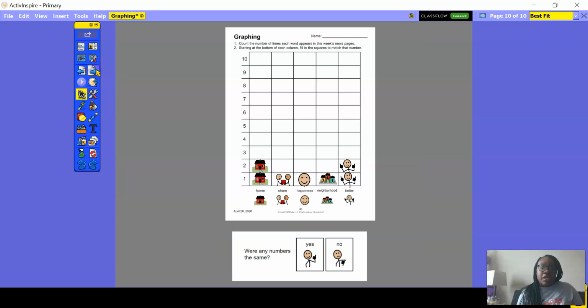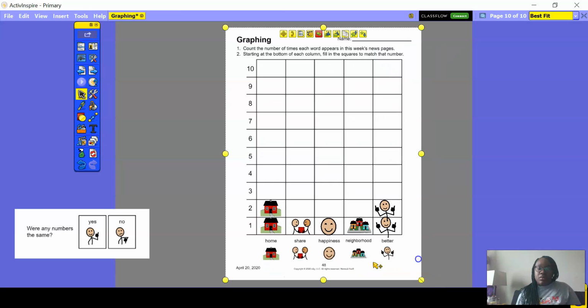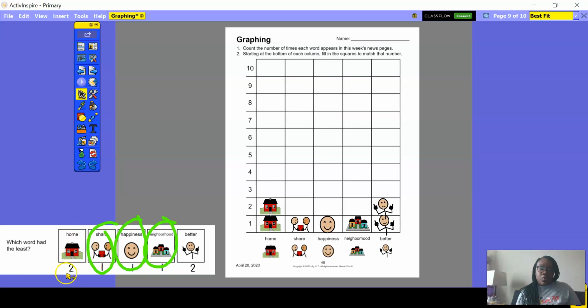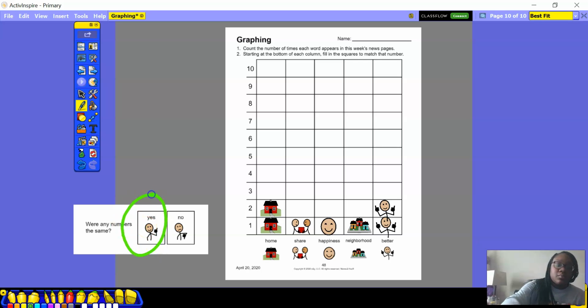All right, question number 3. So I'm just going to move this over, make this bigger. All right, so our question says, were any numbers the same? Yes or no? So if we go back to this page, we knew that home and better had 2, and then share, happiness, and neighborhood had 1. So are these the same? Yes. And are these the same as well? Yes. And this is yes in sign language. So we're going to circle yes. Awesome.